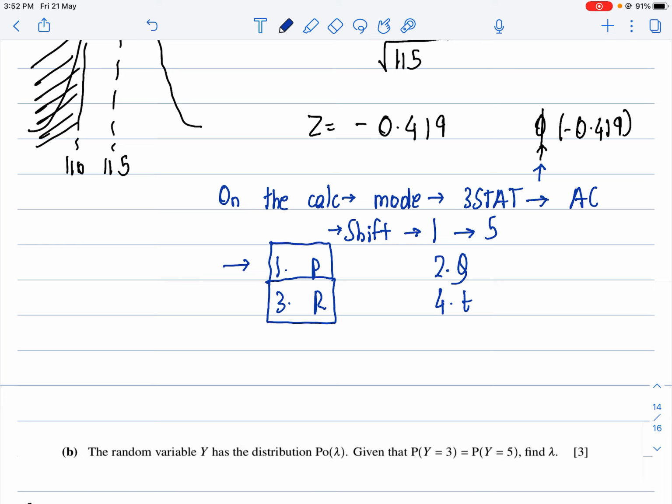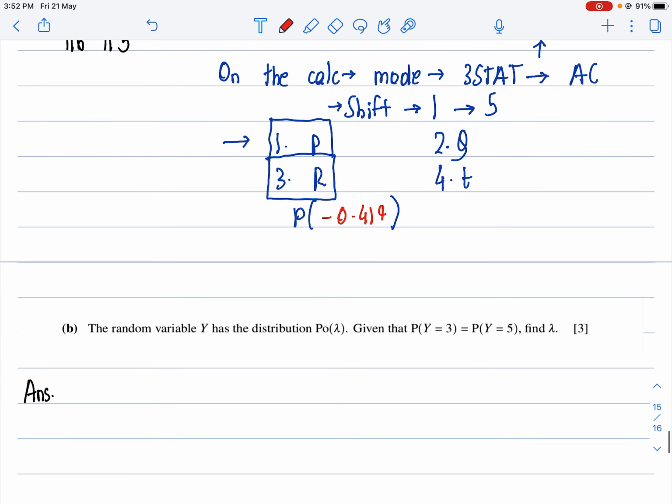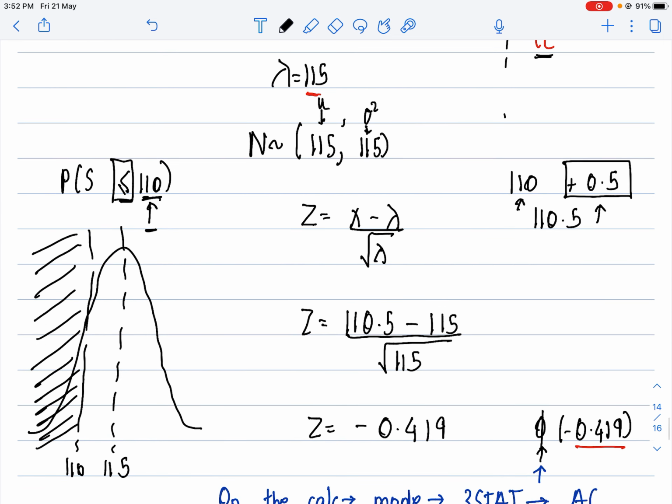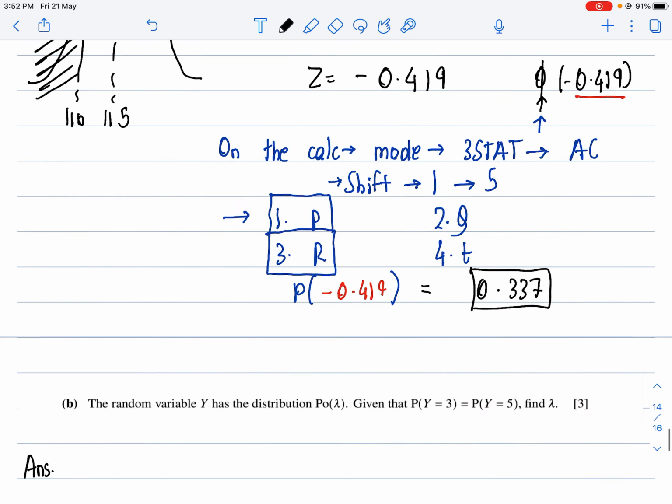When I click basically on option 1, okay, I get this as P with a bracket. So in the bracket, I simply write minus 0.419. Okay, so when I do that, I basically get my answer, and when I click on equal to, I get my answer as 0.337. So just mentioning it again, the continuity correction is added only to the value, not to the mean. Okay, really important.